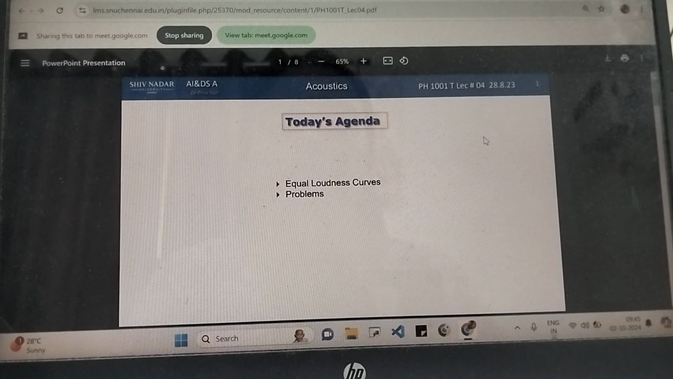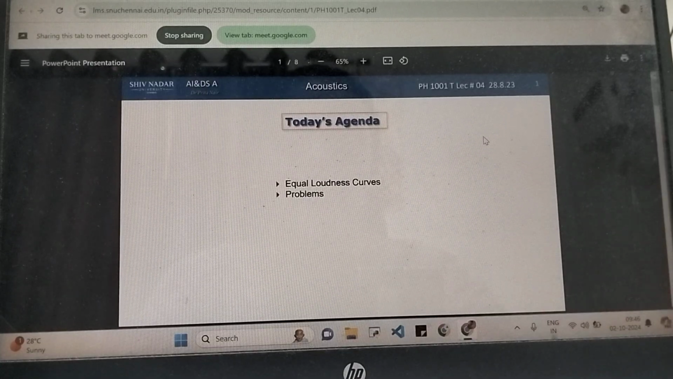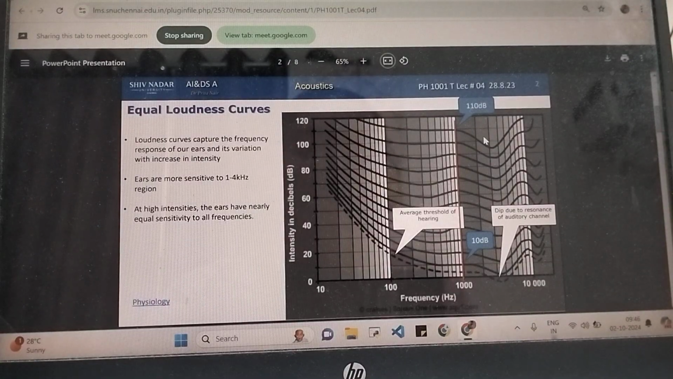The topic we are going to be looking at is equal loudness curves. This is an important topic in the sense that you will get a lot of 1 mark, 2 mark questions from this topic. So, equal loudness curves capture the frequency response of our ears and its variation with increase in intensity. What does that mean?